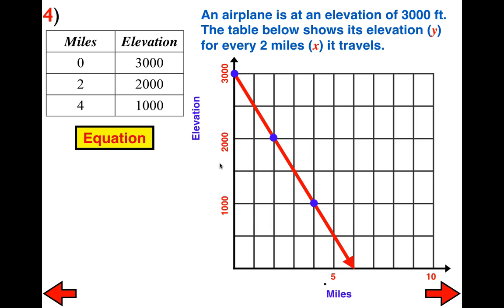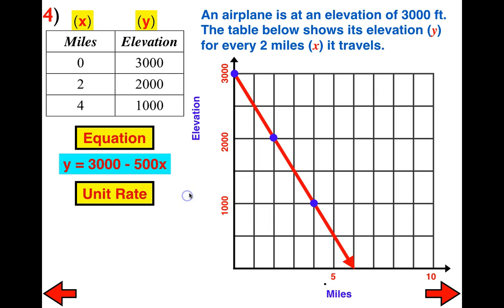So my equation would be, if I let x represent miles and y represent elevation, some of you might have chosen different variables. As long as you label it in your table, that's totally fine. But using x and y, I would have y equals 3000 minus 500x.